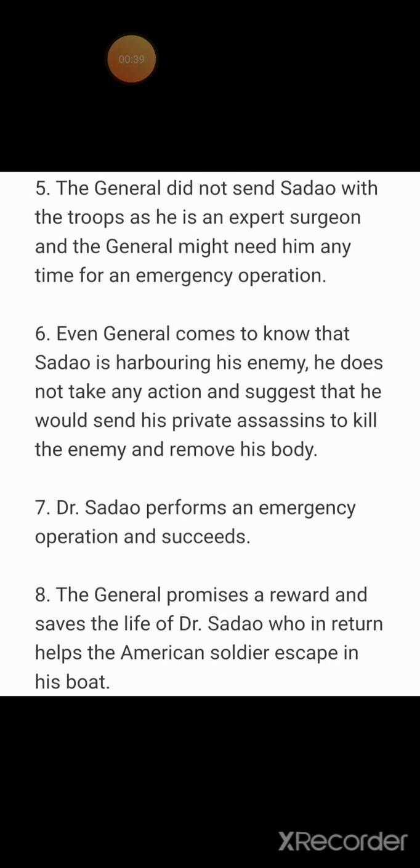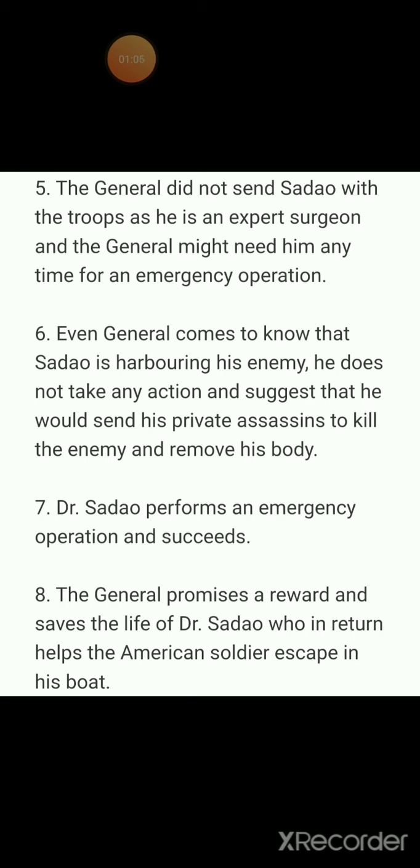Number five, the general didn't send Sadao with the troops as he is an expert surgeon and the general might need him anytime for an emergency operation. Number six, the general comes to know that Sadao is harboring his enemy. He doesn't take any action and suggests that he would send his private assassins, assassins means people, to kill the enemy and remove his body.